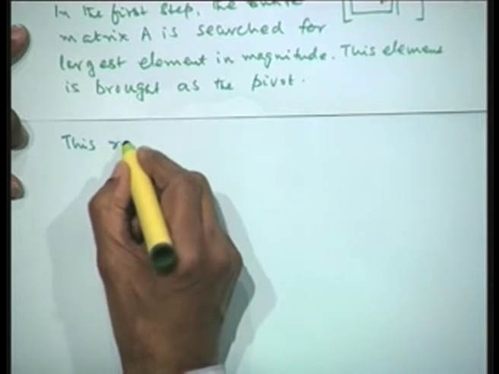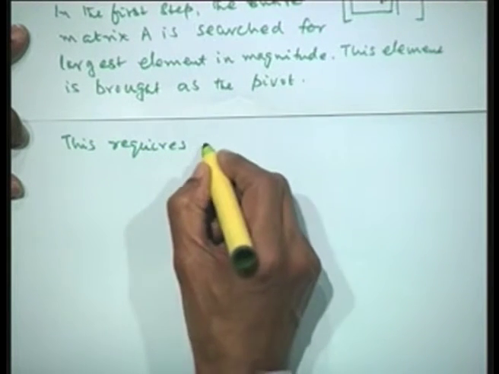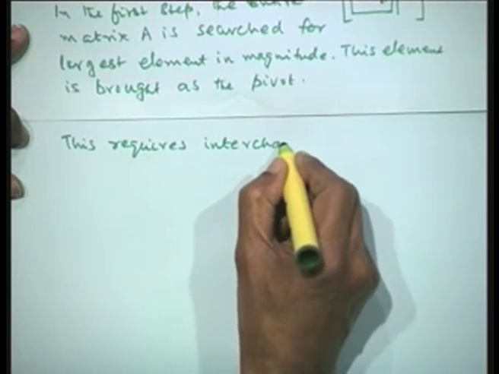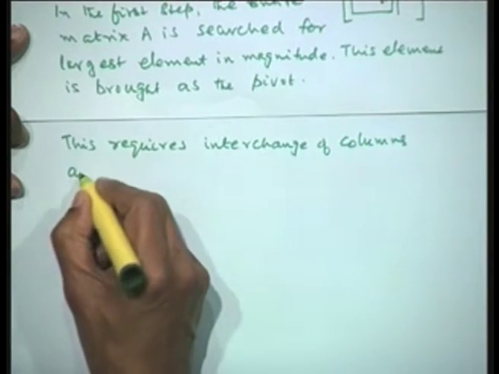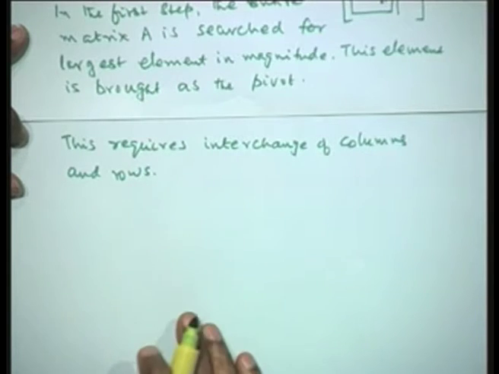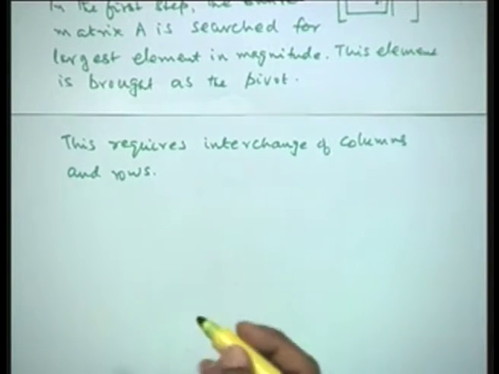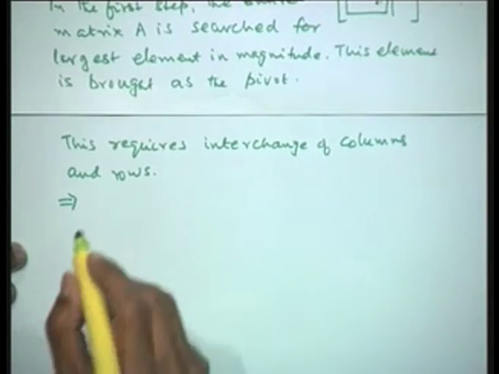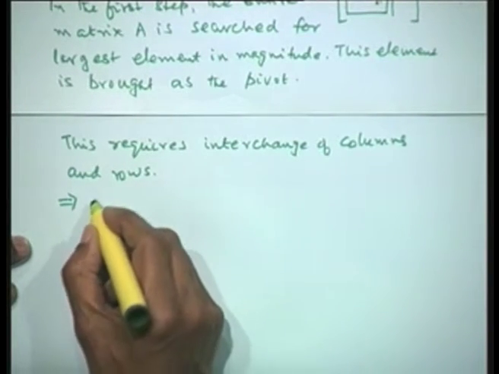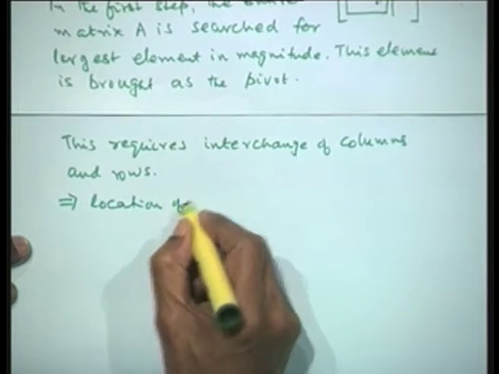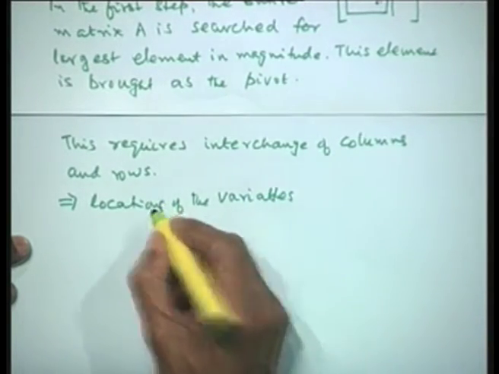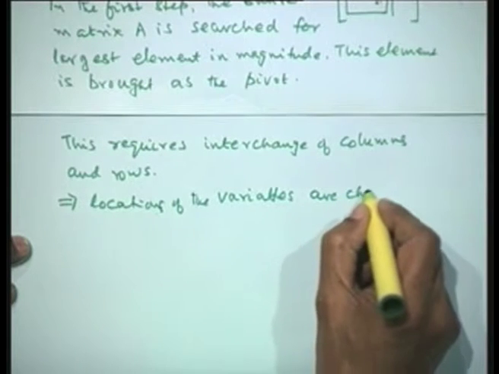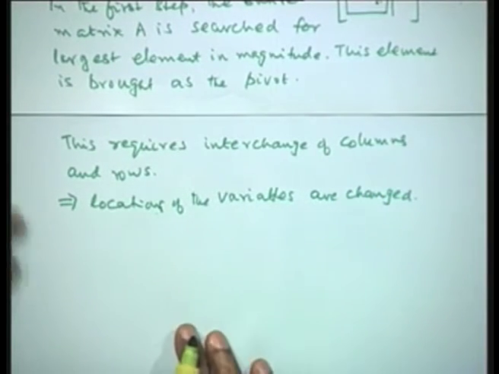Now what does this imply? We will say therefore this implies, or this requires, interchange of columns and rows. This implies that the location of the variables is disturbed. So this means the locations of the variables are changed.